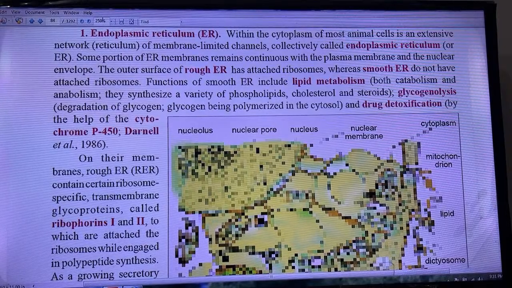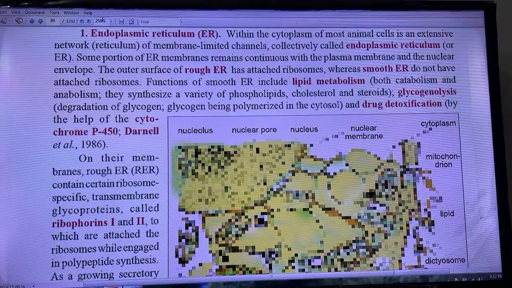Glycogenolysis, degradation of glycogen polymerized in the cytosol, and drug detoxification with the help of cytochrome P450. Darnell et al. 1986.